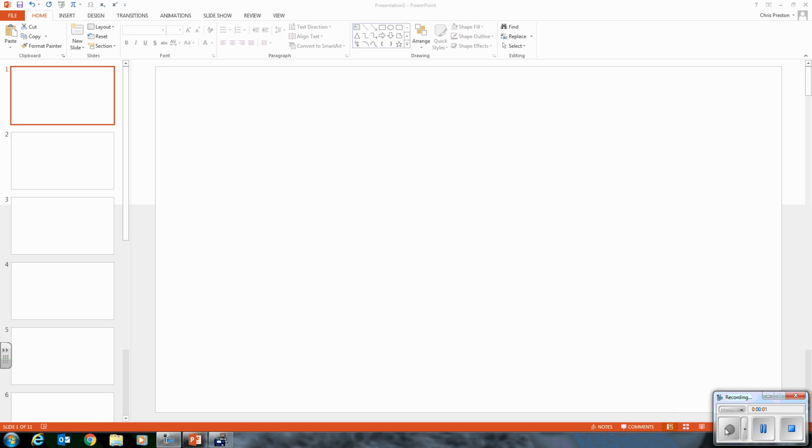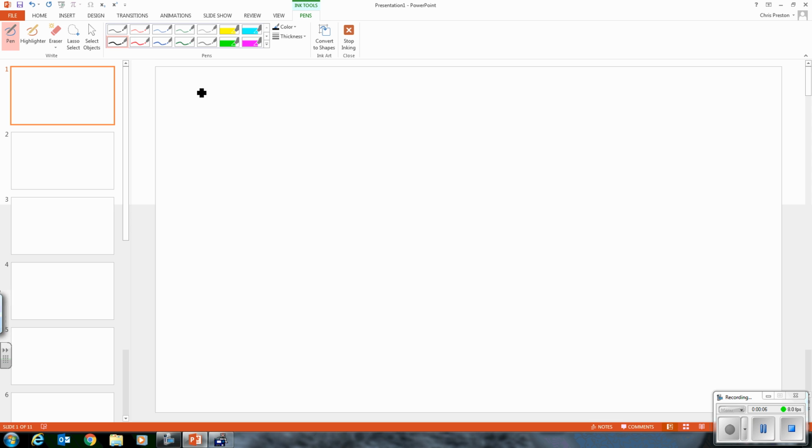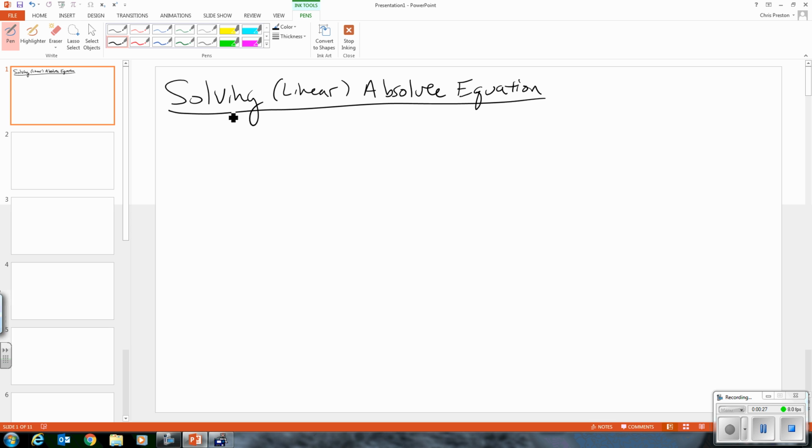All right, so I'm going to talk about solving absolute value equations. In this case, I'm going to stick with linear, but the approach we're going to look at can be applied to any absolute value equation. Just the details get a little bit more complex if they're not linear. So what we want to do is start off by looking at a simple example here.